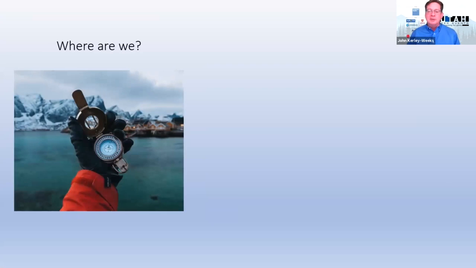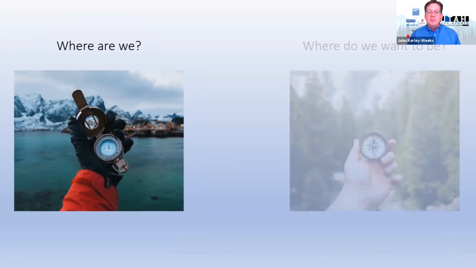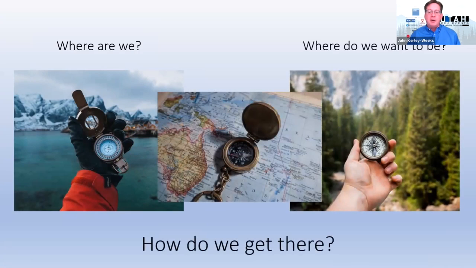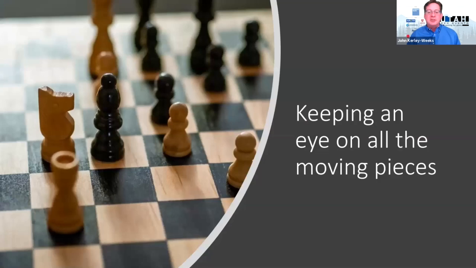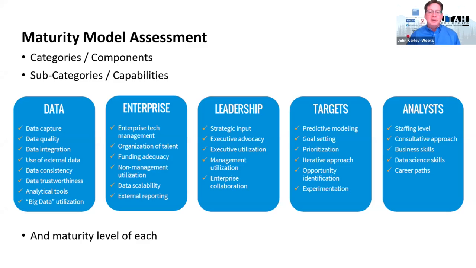What is Big Mountain? What are the data maturity models? It's really about finding out where we are, where we want to go, and how we are going to get there. It's also about keeping an eye on lots of moving pieces within an organization's analytics structure. We have multiple core areas that we work on, and the maturity model splits out into a number of different core areas that are often called categories or components, and their associated subcategories.